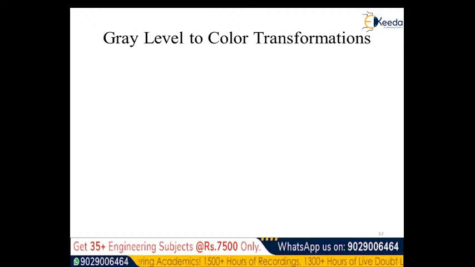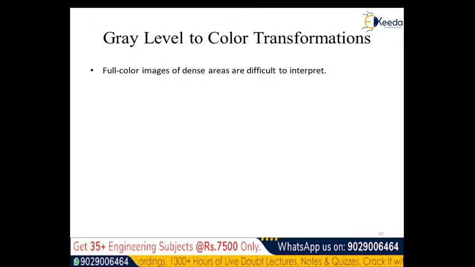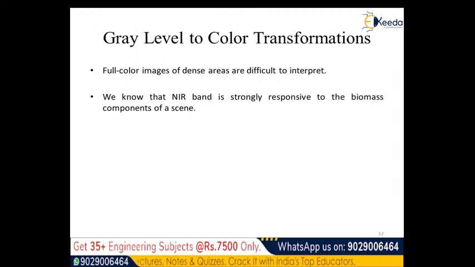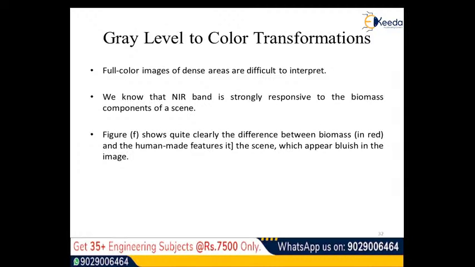So in this particular example, the full color image of the dense areas is basically difficult to interpret here, and we know that the near infrared band is strongly responsive to the biomass components of the scene. Hence it has been used to produce the visualization in the last portion, figure F. Figure F shows quite a clear description of the difference between the biomass in red color and the human-made features like the buildings in bluish color.